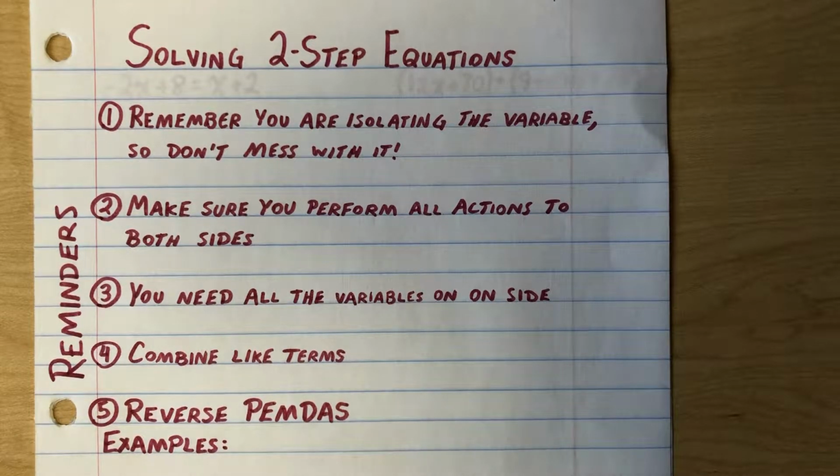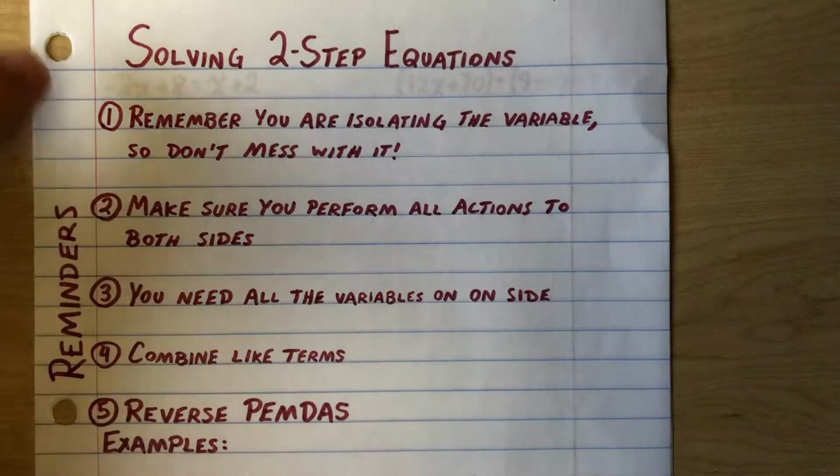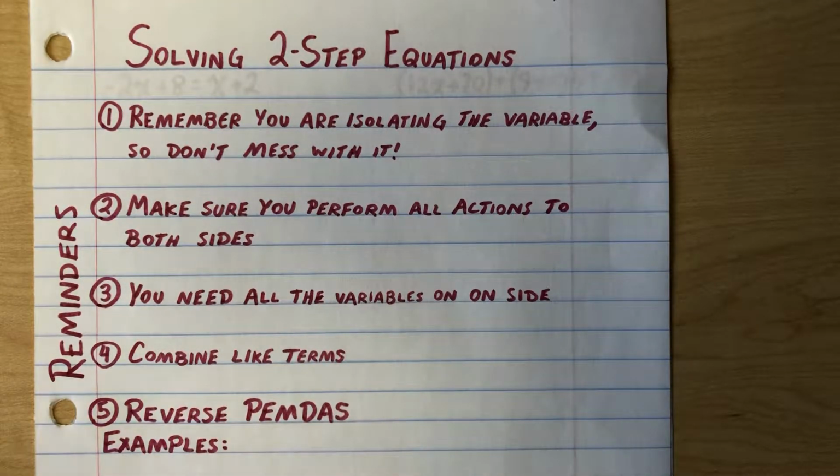So there are 5 reminders that I want to give you guys for solving two-step equations, and they are reminders. This is not step-by-step how to do it. They are not instructions. So you don't start with number 1 and then go to 2 and 3 and 4 and 5. You just need to remember these things as you do these, all right?